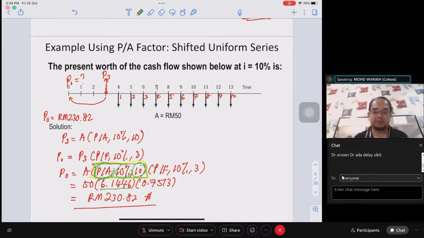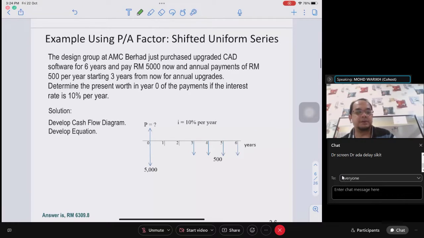Right, so we go next. The example using the PA factor shifted uniform series. The design group at AMC Berhad just purchased upgraded CAD software for 6 years and pays 5,000 ringgit now, and an annual payment of 500 ringgit per year starting 3 years from now. Those are the keywords. N is 6 years, P is 5,000 ringgit, and 500 ringgit starting 3 years from now. This means annual. The present is year 0 of the payment, if the interest rate is 6% per year.